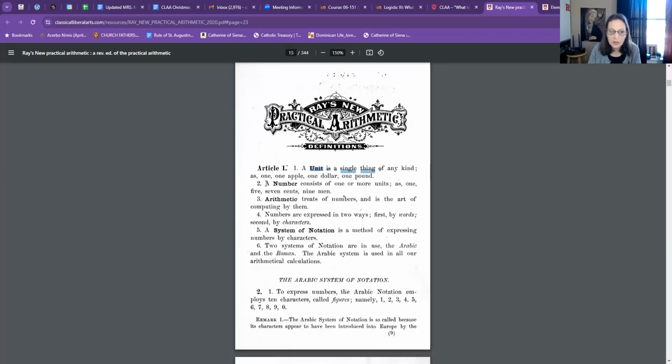That's right. So number 2, a number consists of 1 or more units, as 1, 5, 7 cents, 9 men. Okay. 9 men. A number consists of 1 or more units, as 1, 5, 7 cents, 9 men. So can you type in there another example of a number?